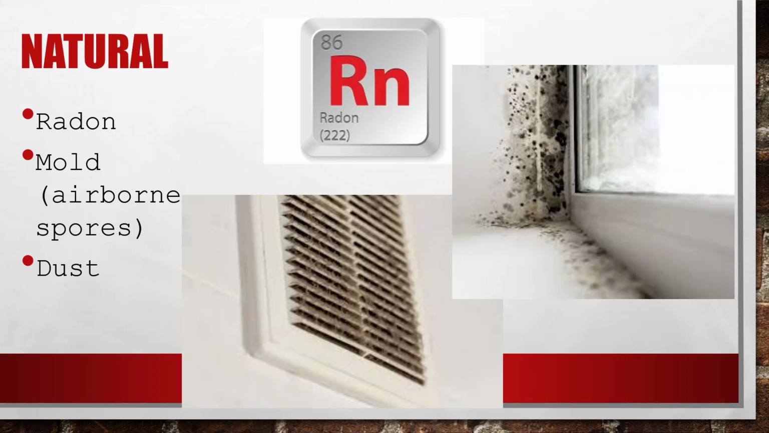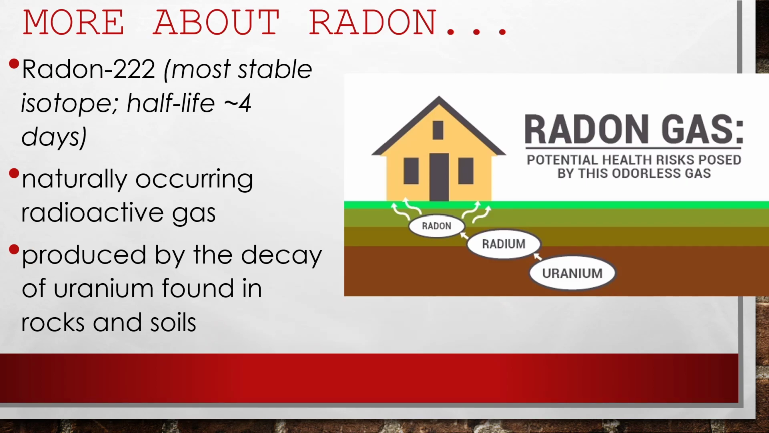Some natural sources of indoor air pollutants come from radon, mold, and dust. I'm sure you've seen some mold and mildew in your home at some point, or in someone's home. And these are things that really can be prevented with just general cleaning and good building techniques. So we'll talk a little bit more about radon and where radon comes from.